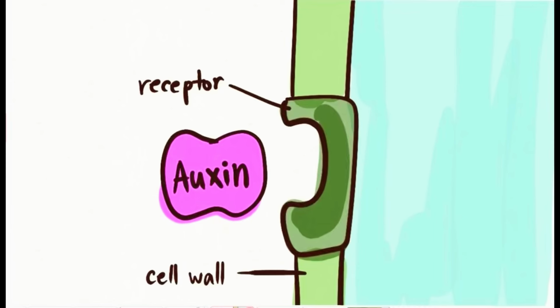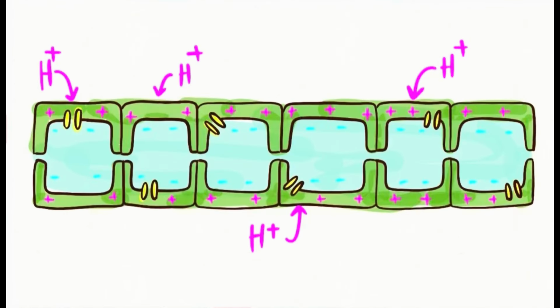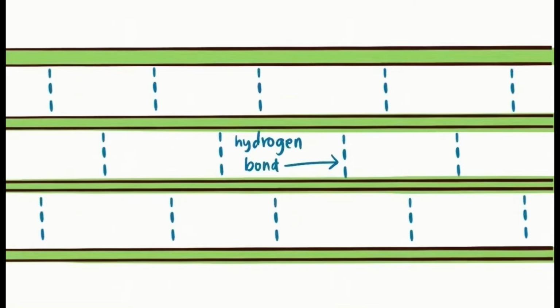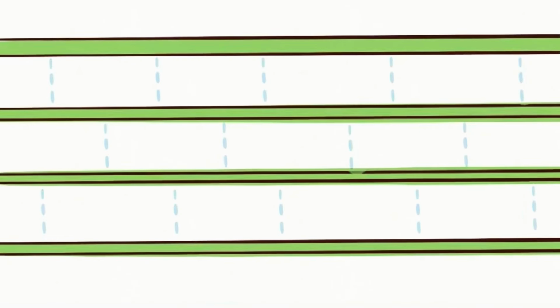The process starts by auxin binding to a receptor. This stimulates cells to pump hydrogen ions, or protons, into the cell wall, making the cell wall acidified. This will lead to the bonds between the cellulose microfibrils loosening, and the matrix surrounding them also loosening.